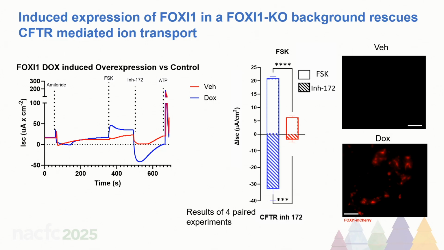And being CF clinicians and physicians, one of the things we're interested in is, okay, so this is sort of interesting, but what would happen if we took this FOXI1 overexpression line expressing wild type CFTR and we introduced that to a CF airway epithelium?